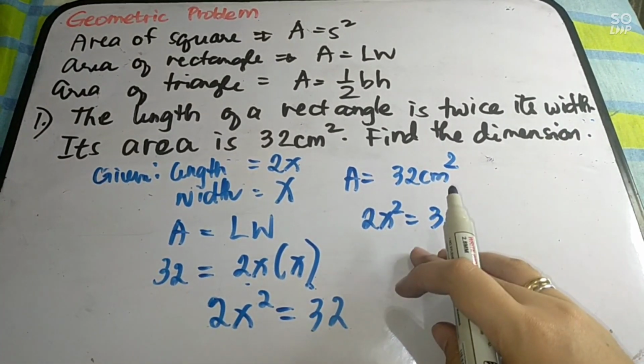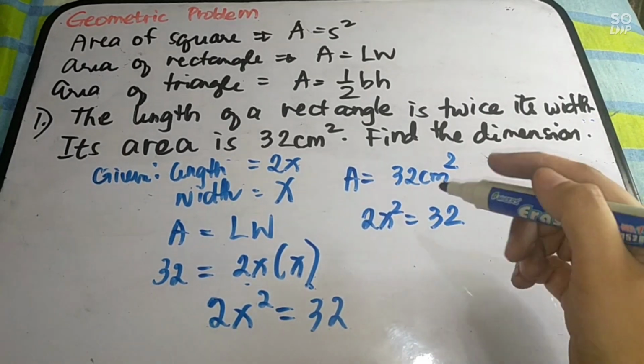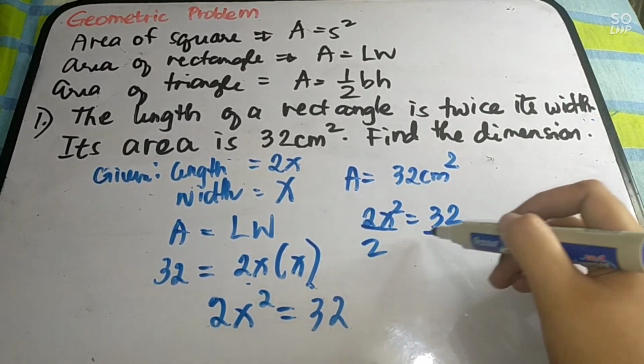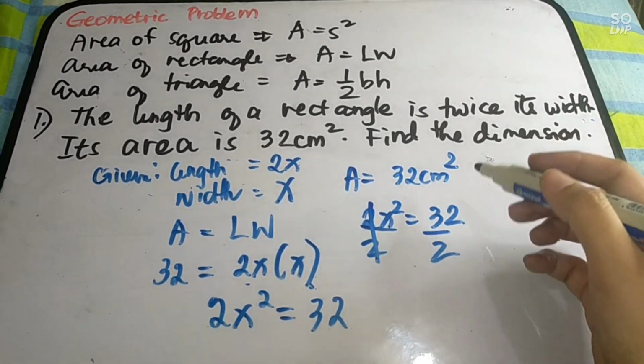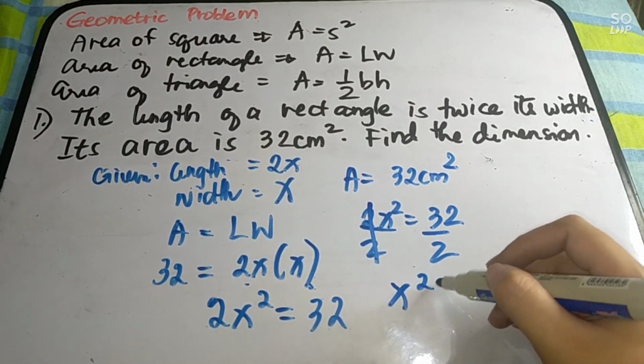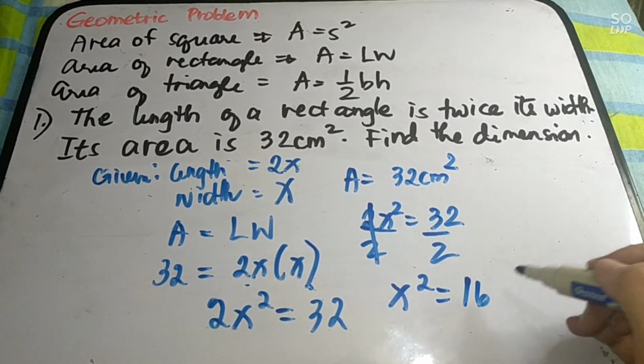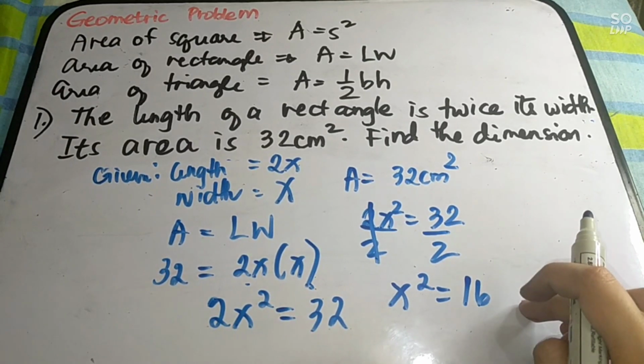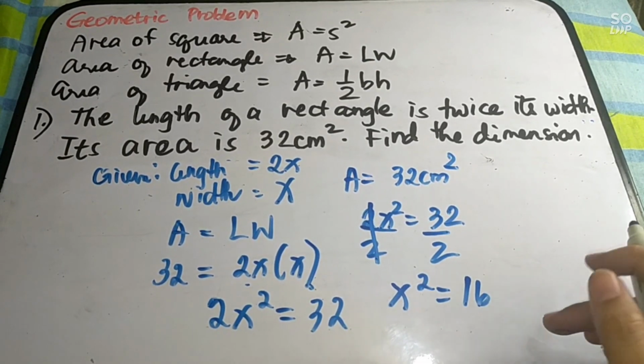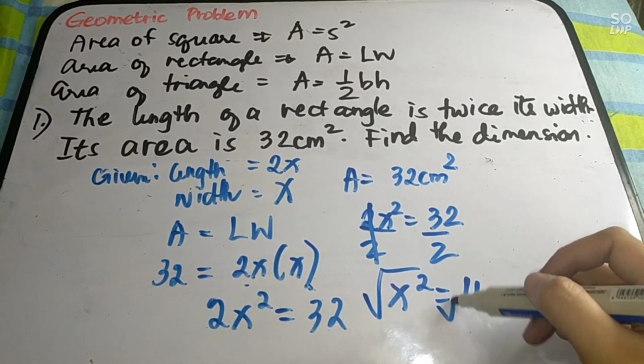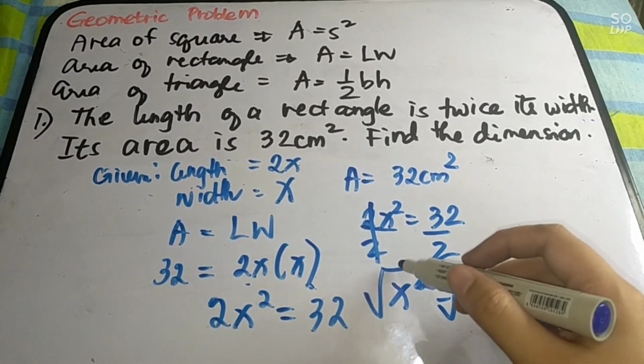Afterwards, since wala kang linear term dyan, divide mo lang to by 2. By 2, canceled out. So, it left to x squared is equals to 16. So, extracting square roots lang yung gagamitin natin yan. We are going to square root both sides lang. Then, canceled out square, then square root.